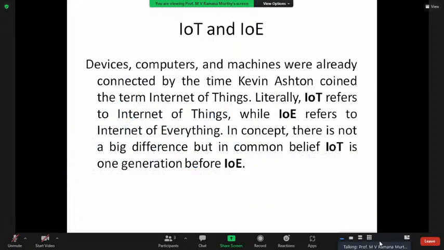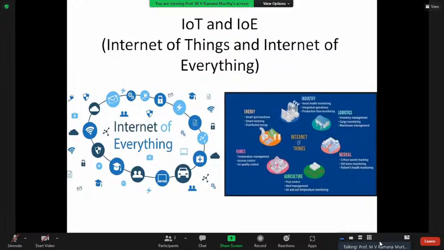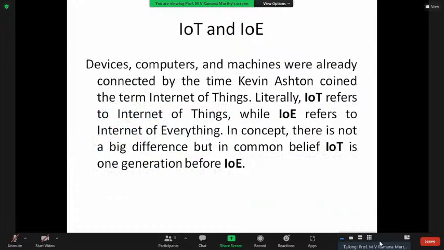So what is IoE and IoT? Basically, they are internet of everything and internet of things. I will just tell what is internet of things. The first is devices or computers, machines which are connected, and he happened to name it an Internet of Things. IoT refers to Internet of Things, while IoE refers to Internet of Everything.